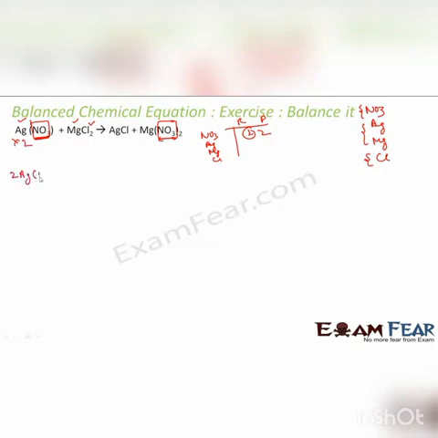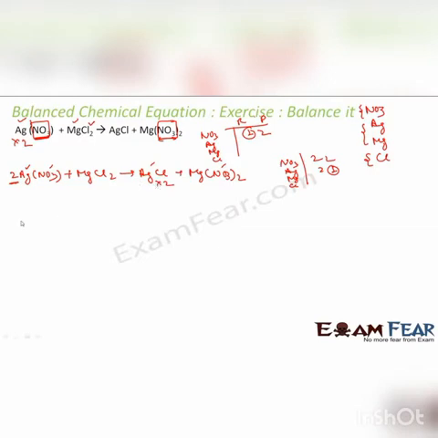So what you get is 2 AgNO3 plus MgCl2 gives AgCl plus MgNO3 2. Correct? We multiplied this with 2. Now again let's check if it is balanced or not. NO3 is 2 here, 2 also here. Done. Ag is 2 here and 1 here. Oops, it is not balanced again.